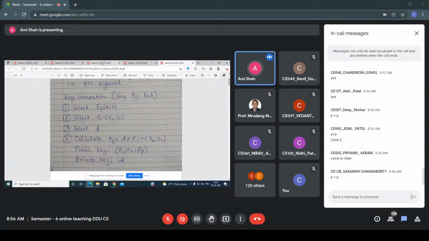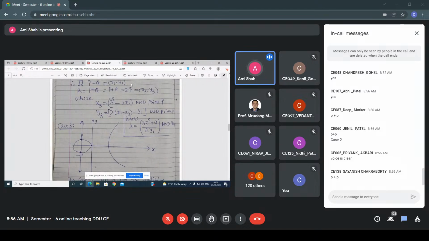That means you have to create a function for this that includes all these three cases. Clear, everyone? You have to create a function for this addition, because for this multiplication, this function is required. So for this key generation, this function is required. Individually, you have to create this function for addition, and in that, all three cases you have to cover, everyone.